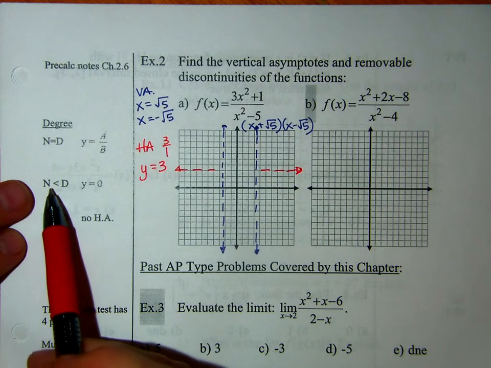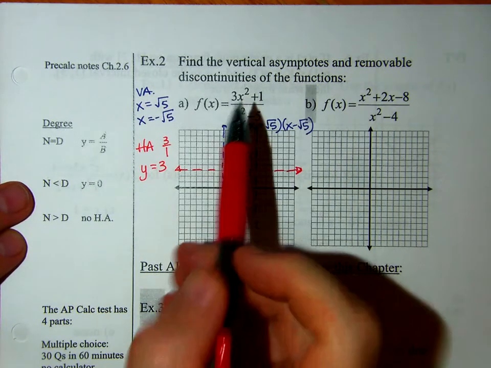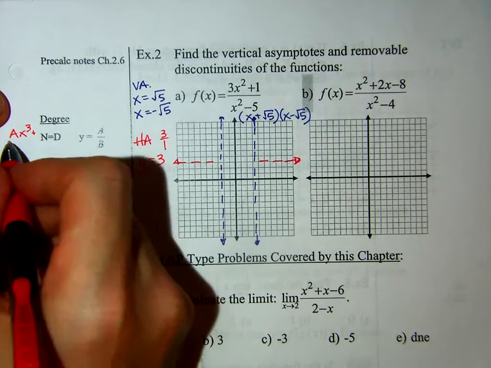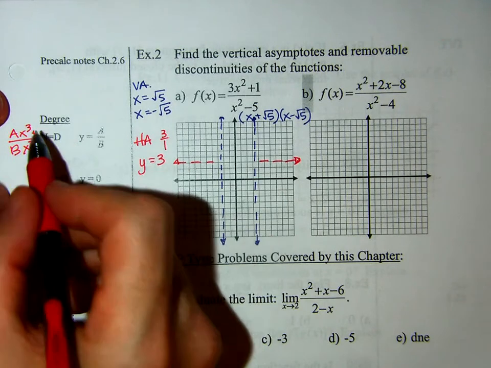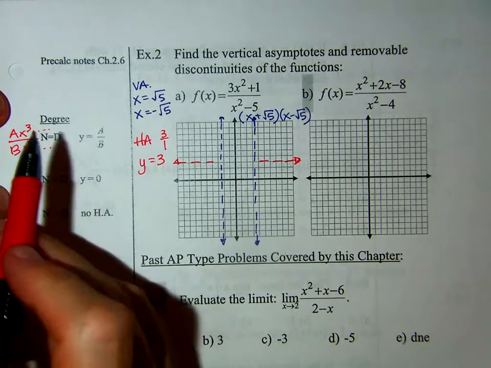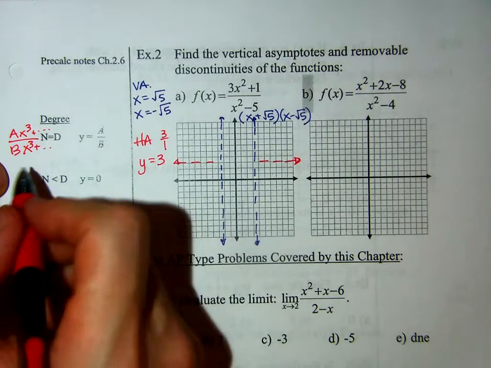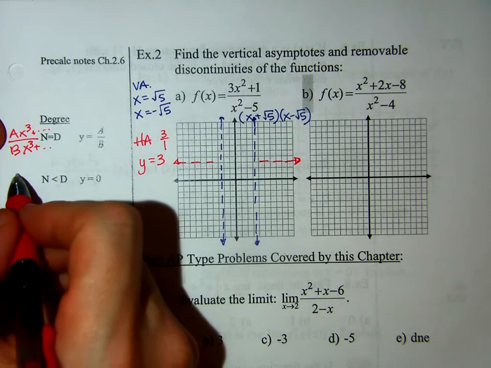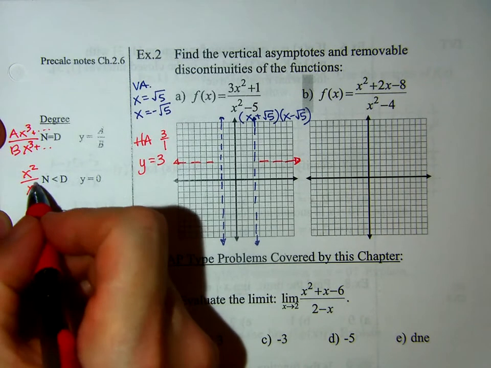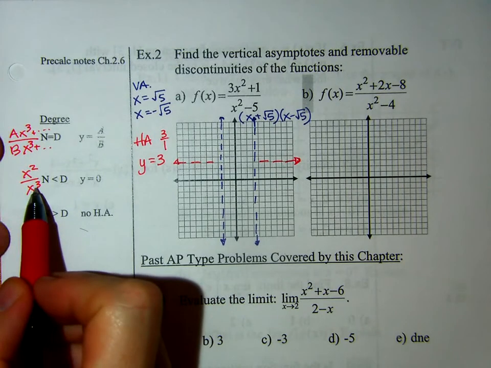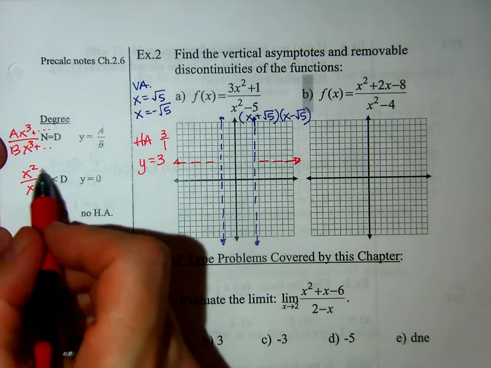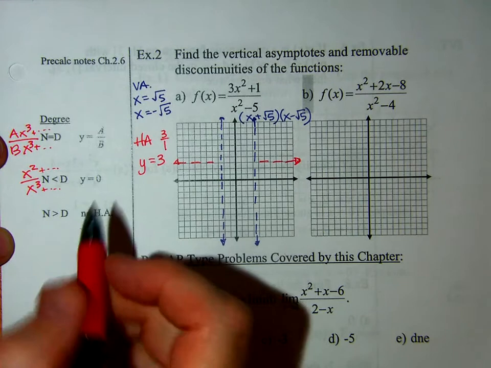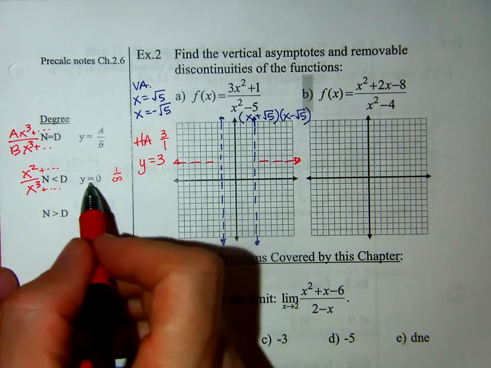So if the degree of the numerator is less than the denominator, I could do an example up here. Ax cubed plus, everything after that doesn't matter. If those are both cubed, whatever comes after that doesn't matter, because cubed dominates the value of the function. So that would be a over b. So here, the numerator is less than the denominator. So that would be something like x squared over x cubed. So the numerator's degree is less than the denominator's degree. If you reduce that, it's 1 over x, and as you approach infinity, you're going to get 1 over infinity. Well, 1 over infinity is going to be 0. You divide 1 by a massively large number.